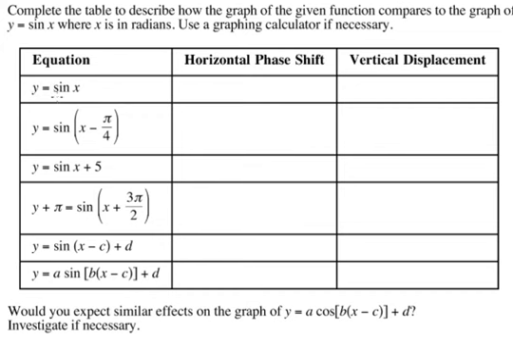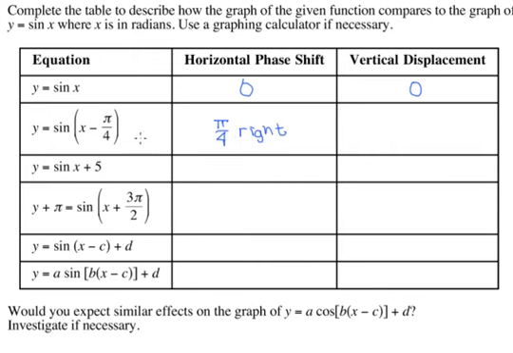The totally vanilla sine function has no horizontal phase shift because there is no x plus anything or x minus anything, so its phase shift is 0. And because there's no number added or subtracted outside, the vertical displacement is also 0. If you add or subtract a number inside the function like this, that gives you a horizontal translation. So this would be shifted pi by 4 to the right.